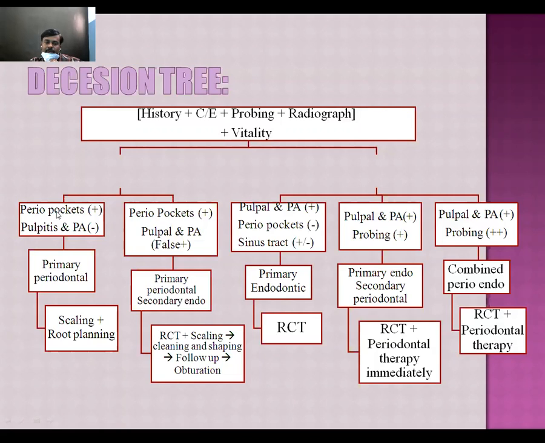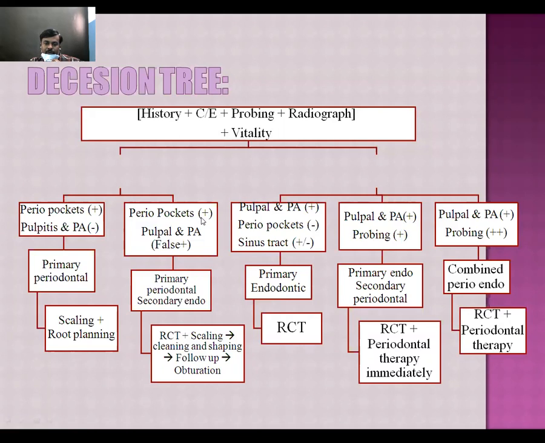So just remember, whenever you have periodontal findings without any endodontic findings, like no caries, no pulpitis, no periapical pathology, that is a true case of primary periodontal lesion. So such cases should be treated accordingly. That is, periodontal treatment can be carried out: scaling, medication, followed by periodontal surgery.